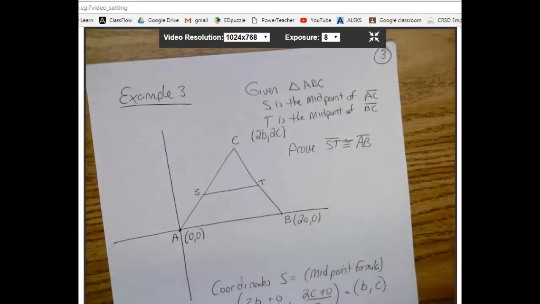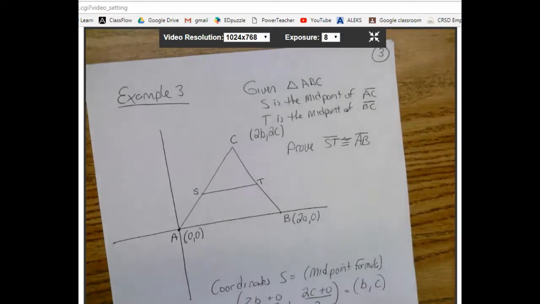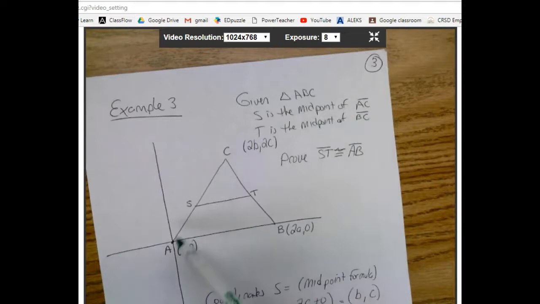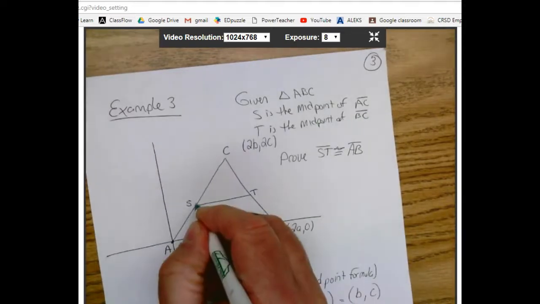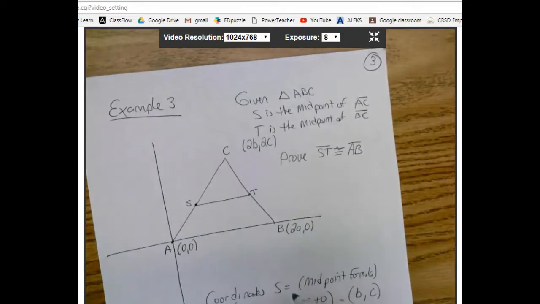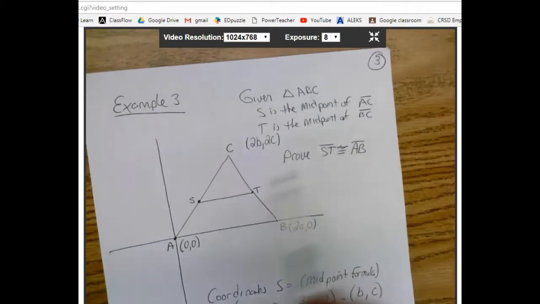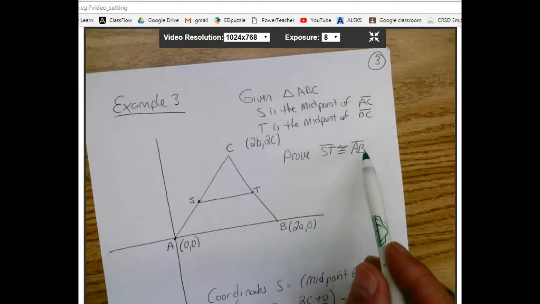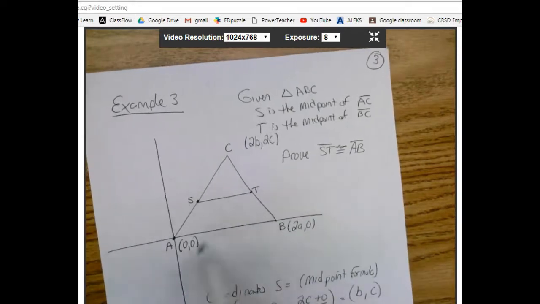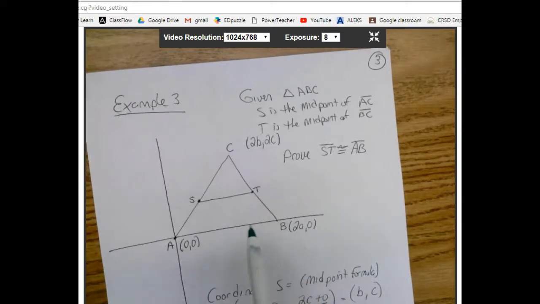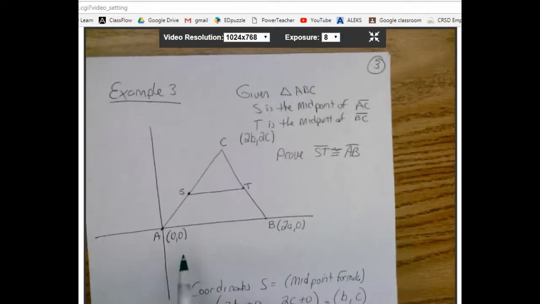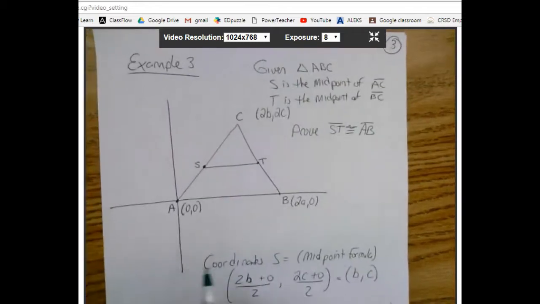So we then look at what we're given. It says S is the midpoint of AC. So we just have a point right here, and T is the midpoint of CB. And I want you to prove that ST, this line right here, is parallel to AB. And so we kind of have to look at where we got these points from.